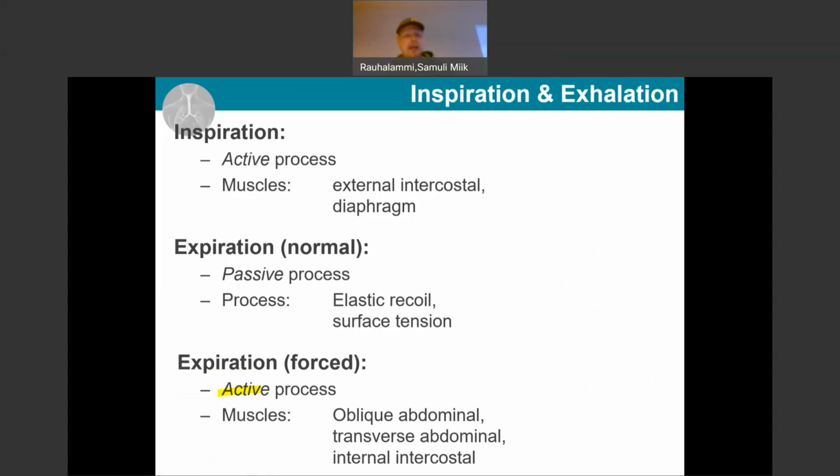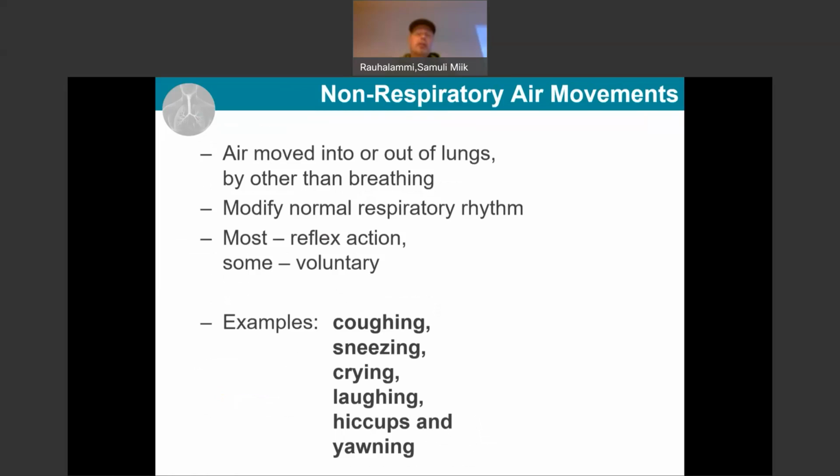In an exam, I do like to ask about the diaphragm being the main respiratory muscle. I do want to be transparent and also mention that there are going to be a bunch of other air movements, non-respiratory air movements, that are important for us to be aware of, and I'll let you have a look at those by yourself if you're interested in those.